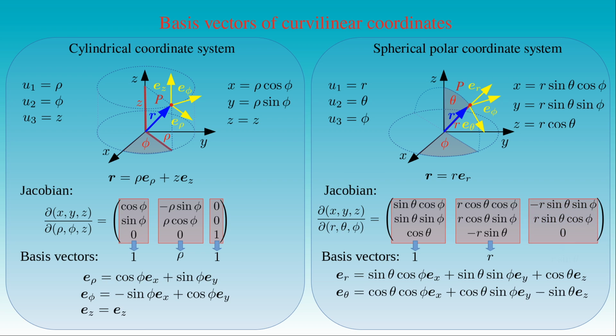The length of this column vector is equal to r times sine theta, and the column vector divided by this length will be the basis vector. Then its x component is equal to minus sine phi, and its y component is cosine phi. Now we obtain the full set of the coordinate basis vectors, both the cylindrical and spherical coordinate systems.